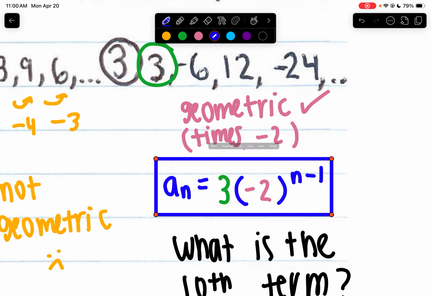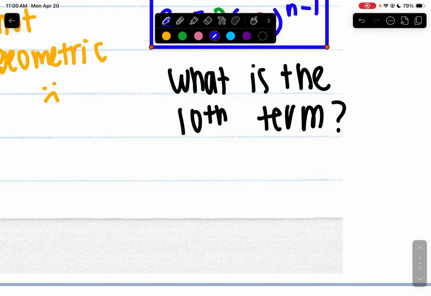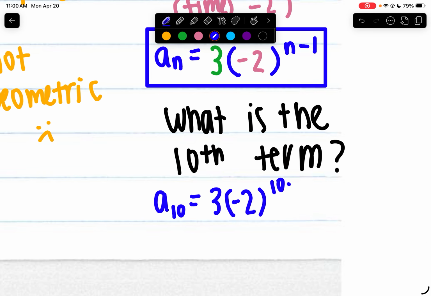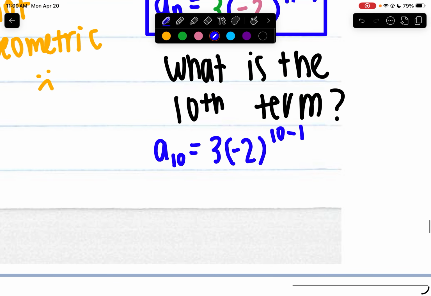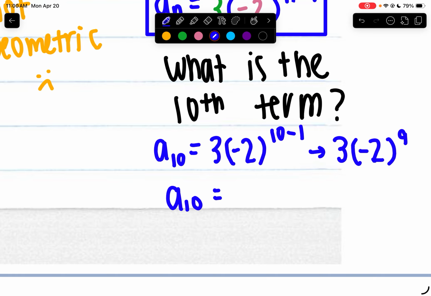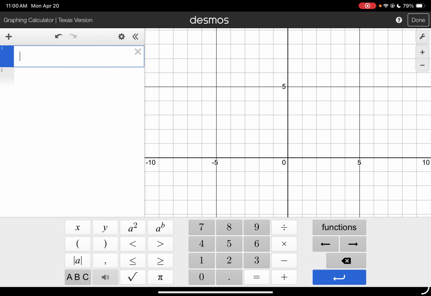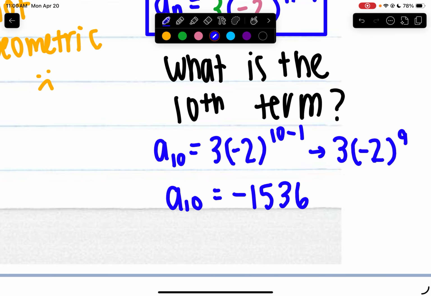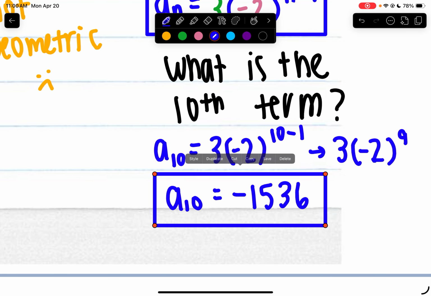The next question here is, what is the 10th term? So using the formula up top, we're going to plug in 10, right? So a sub 10 equals 3 parentheses, that's not a 2, that's a 3, 3 parentheses negative 2 to the power of 10 minus 1, because we're looking for the 10th term. Now again, Desmos does not like it non-simplified. So 3 times negative 2 to the power of 9, because 10 minus 1 is just 9. So to find the 10th term, that's all I need to plug in. So 3 parentheses negative 2, close parentheses, to the power of 9. Negative 1,536. And that is my 10th term.